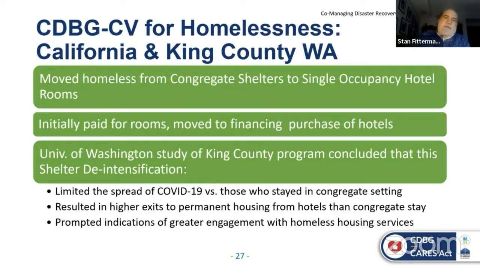So let's look at two examples of CDBG for homelessness, California and King County, Washington. California initially paid for rooms. They now are on their second round and they're using some CV. They use some CV for this as well as other sources, but they're funding nonprofits and local governments for the purchase of hotels to be converted to either interim housing, so it would be a non-congregate shelter where people don't have leases and stay in as a bit of an emergency situation, and often also permanent housing.